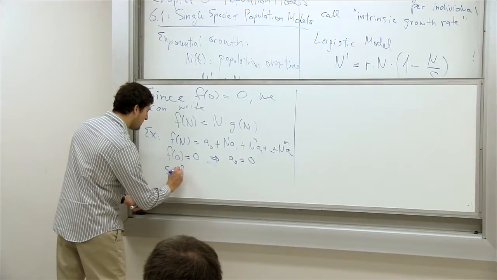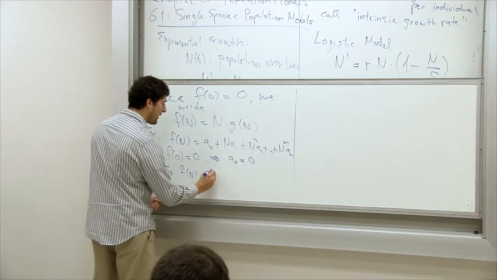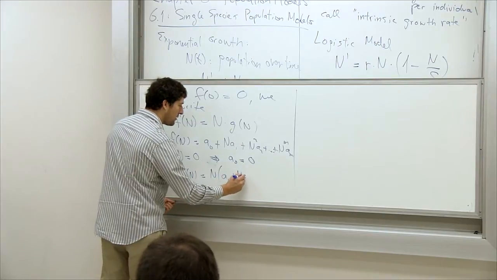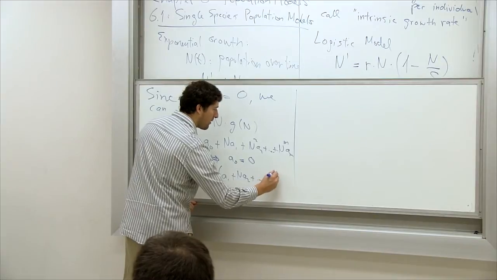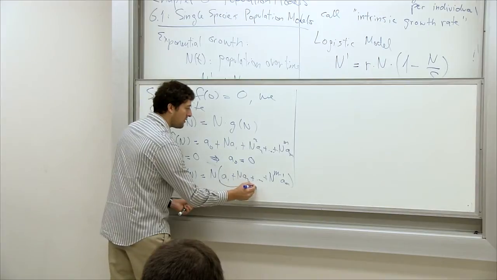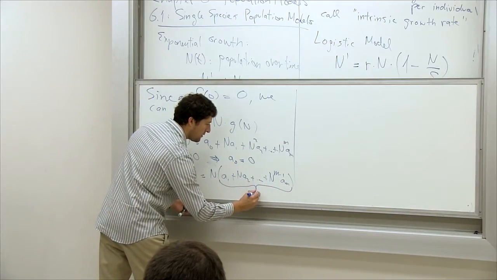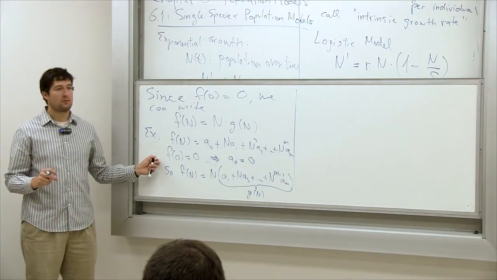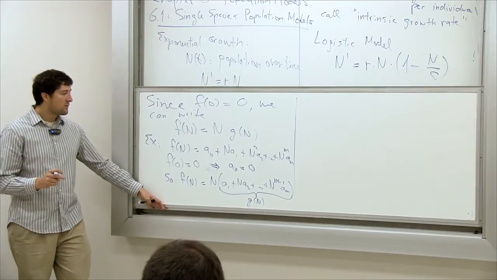So f of n is equal to n times, and then the function n a1 plus n a2 plus n to the m minus 1 am. And this thing over here is our function g of n. Okay? So for polynomials, we can do this. We can factor out the n.